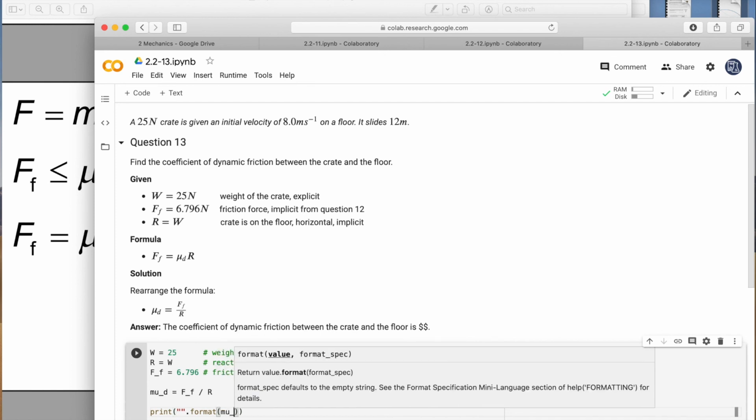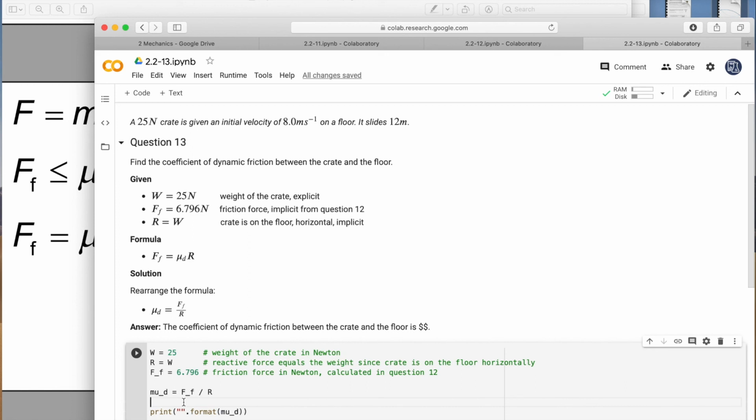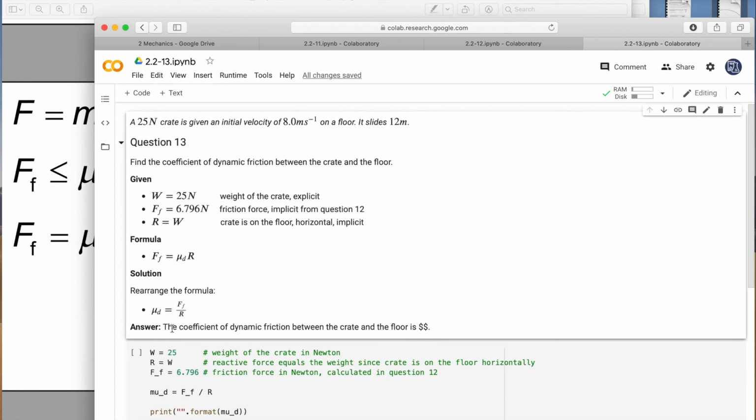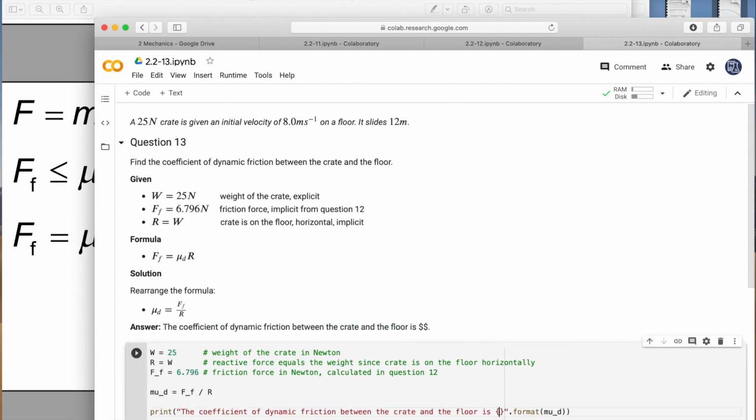And then format dynamic friction, and let's copy this text again. Get a placeholder and the unit, and calculate. 0.2718, so down to two significant figures, we add dot 2f. Dot 2f, try again. 0.27.